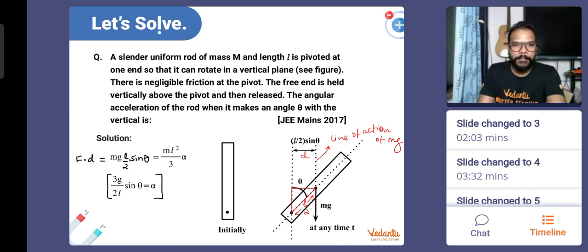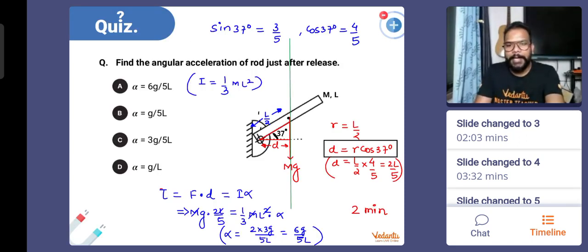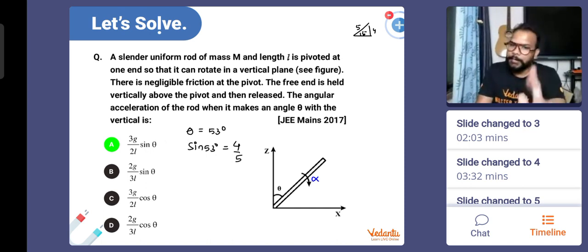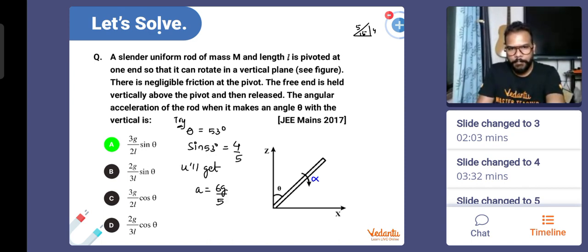The angle is with the vertical, na? That's why. If the angle with horizontal was 37, definitely the angle with vertical is 53 degree. So you can try that. 6g by 5l should be your answer. Let's put theta equal to 53 degree. So sine 53 degree is how much? It will be 4 by 5. Put sine theta as 4 by 5, and you get the same answer, 6g by 5l. Yes, that's it. Okay, very good.